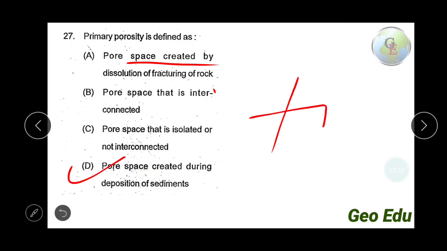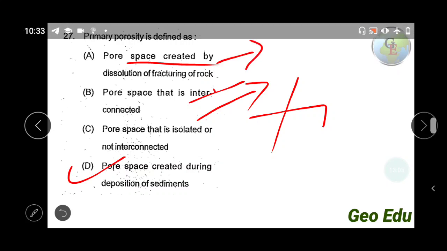And pore spaces that are interconnected, that is permeability. And pore space that is isolated or not connected is also a type of porosity, but I forgot that name. But primary porosity is the pore spaces created during deposition of sediment, and secondary porosity is the pore spaces created after the deposition of sediment. So rock fracture will be a type of secondary porosity.